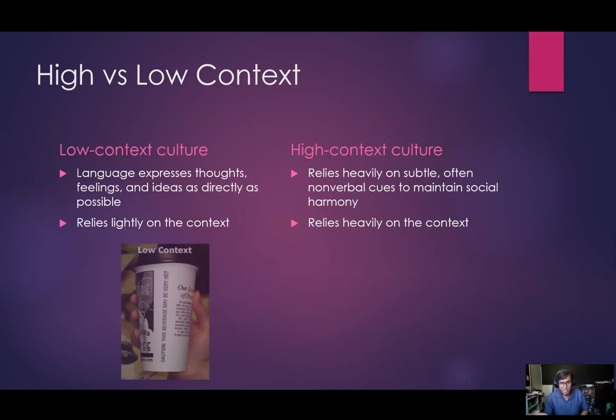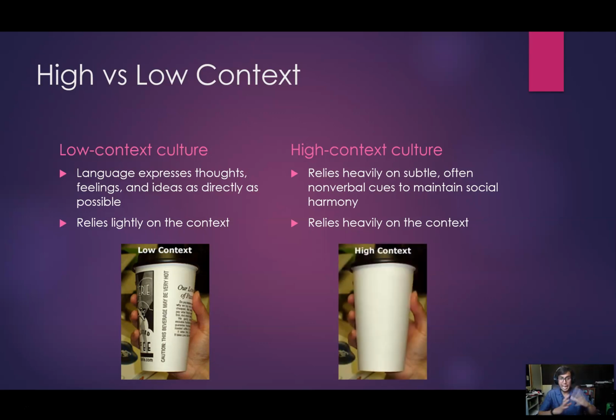So, for example, a low context coffee cup would have all of the information you could possibly need on that coffee cup. What it is, how they ground the coffee beans and all those fun things, as well as an illustration letting you know that it is indeed coffee. Whereas in a high context culture coffee cup, we simply have the cup, and we can understand that it is coffee through the context that you are in a coffee shop.